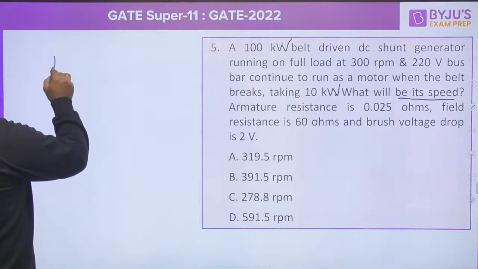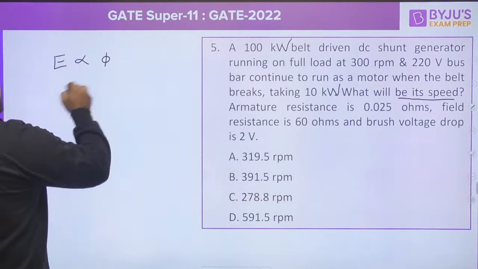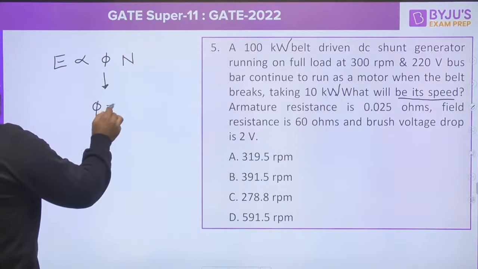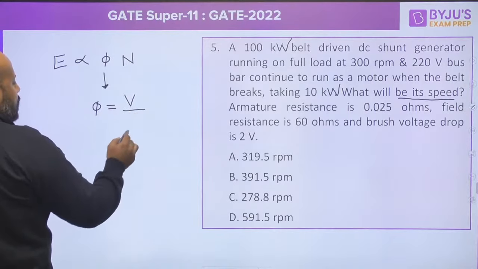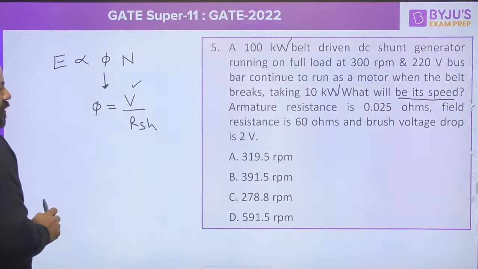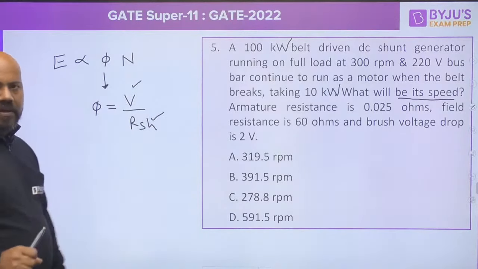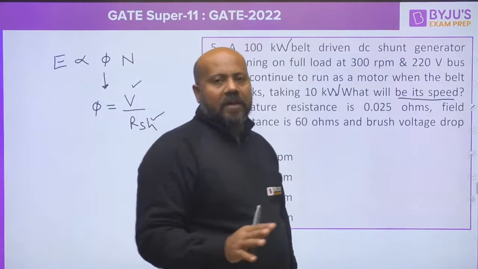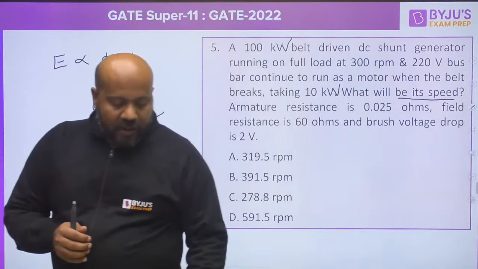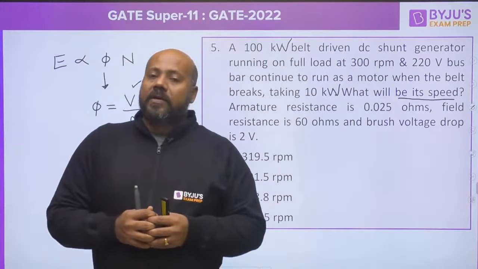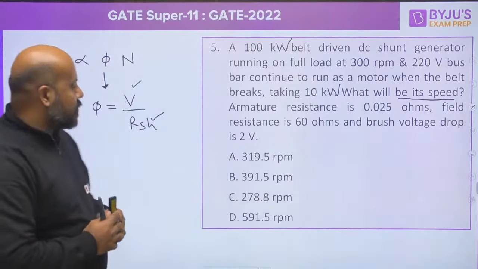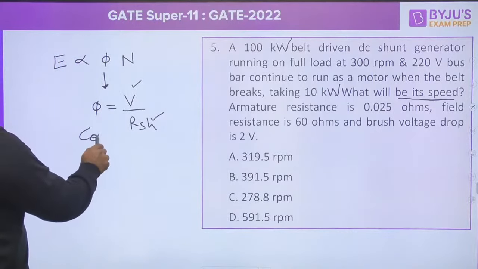Because it is a shunt machine, you know that E is directly proportional to phi into N. Because it is a shunt machine, this flux is going to be terminal voltage divided by the shunt field resistance. Neither you are changing the terminal voltage nor you are changing the shunt field resistance. It means the shunt field current is going to be constant, or you can say in general, until and unless you change the supply voltage and the shunt field resistance, the shunt field current or the flux is going to remain constant. So you can assume it to be constant.